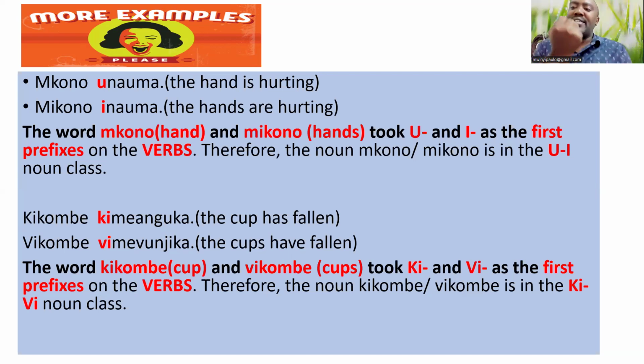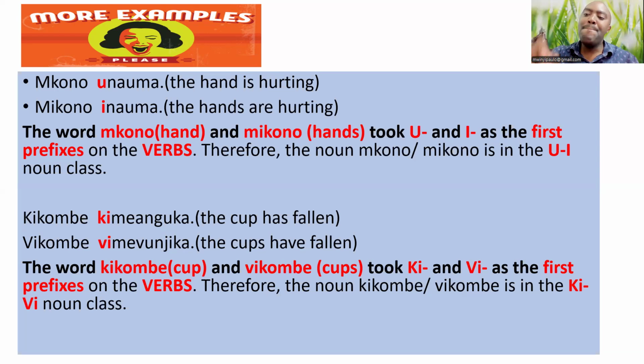Mkono. Mkono is the hand. Mkono unauma, meaning the hand is hurting. Which is the first prefix on the verb? Right, it's u.